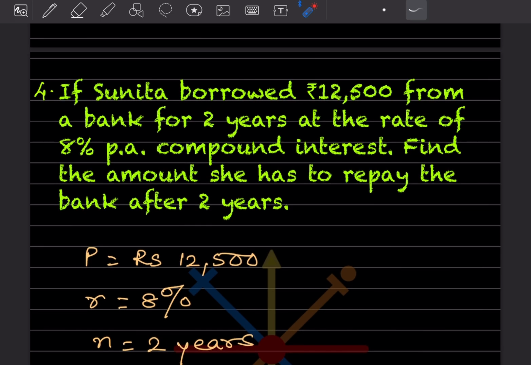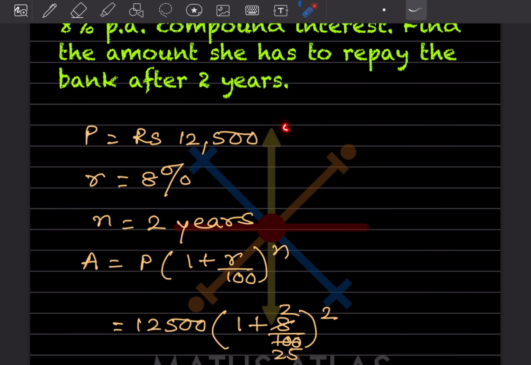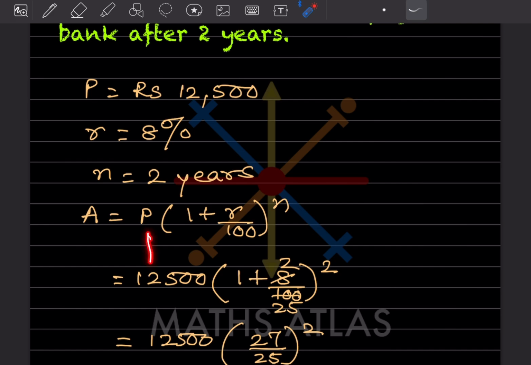If Sunita borrowed 12,500 from a bank for 2 years at the rate of 8% per annum compound interest, find the amount she has to repay the bank after 2 years. This is also a similar one, only the principal is different. This is the formula we are going to use. So this is going to be 12,500, 1 plus 8 by 100, raised to 2.